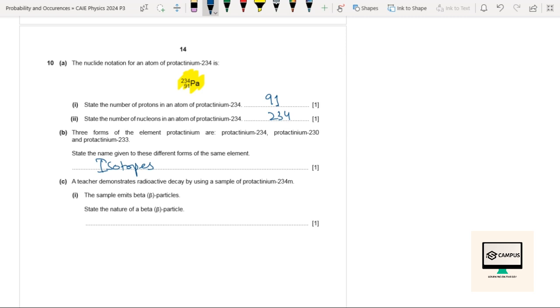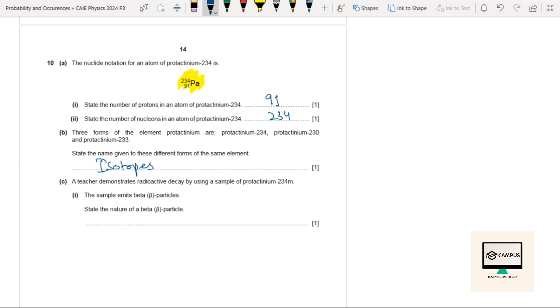Okay, part 3. A teacher demonstrates radioactive decay by using a sample of protactinium 234M. M stands for the metastable state. That's not the question here. The sample emits beta particles. State the nature of a beta particle.